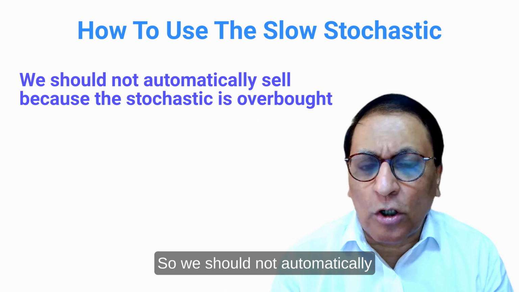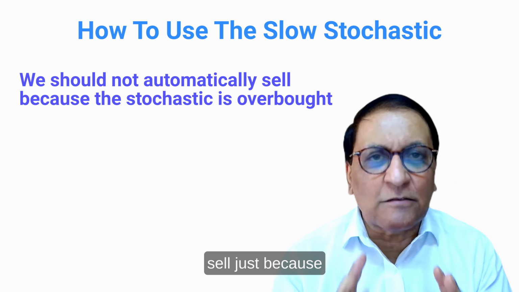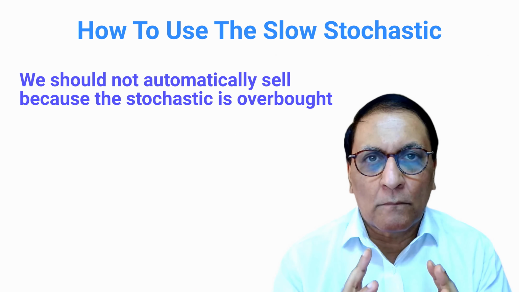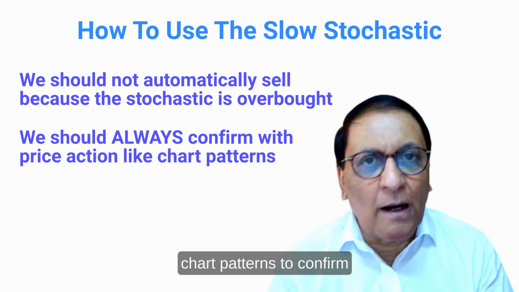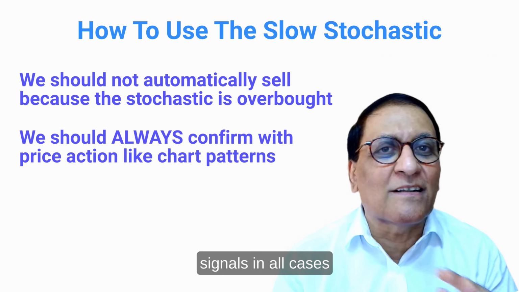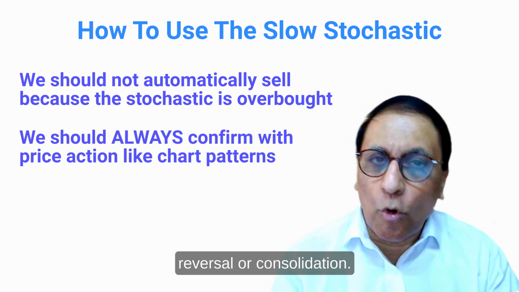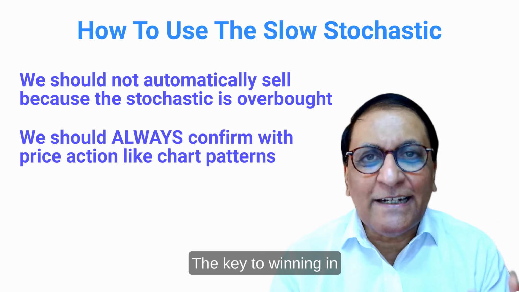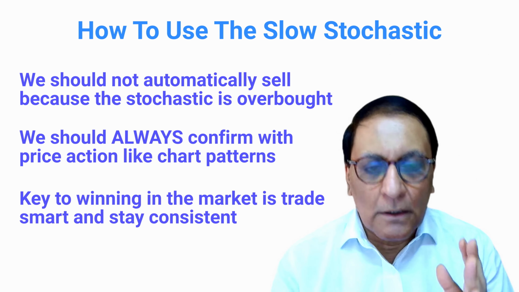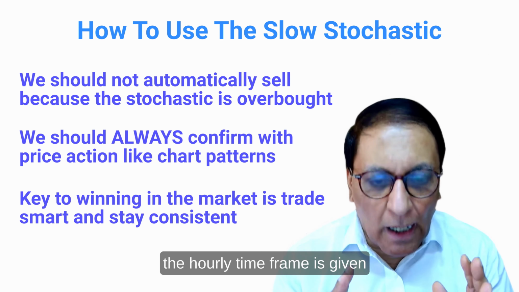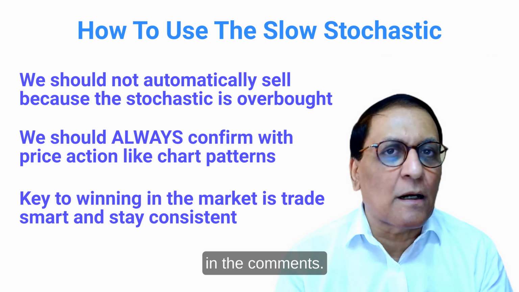So we should not automatically sell just because the stochastic is overbought. In fact, we should look for price action like chart patterns to confirm the overbought and oversold signals in all cases, reversal or consolidation. The key to winning in the market is to trade smart and stay consistent. The Pine 6 code for the hourly time frame is given in the comments.